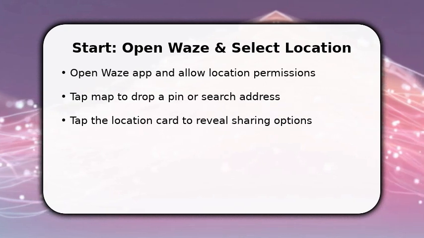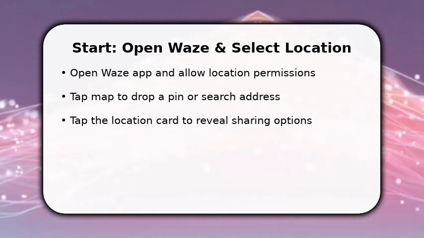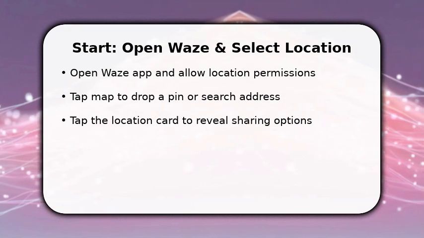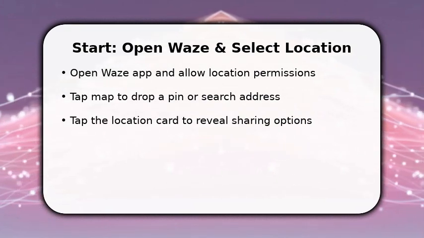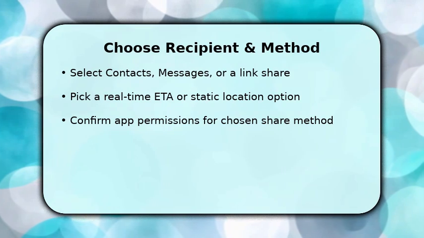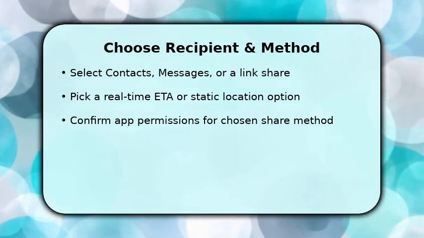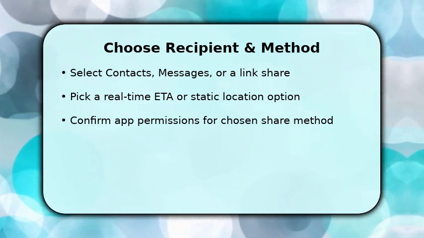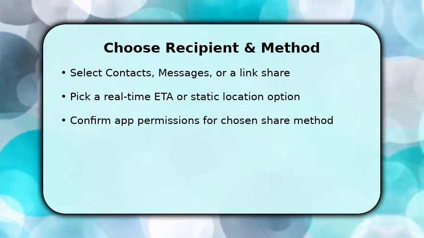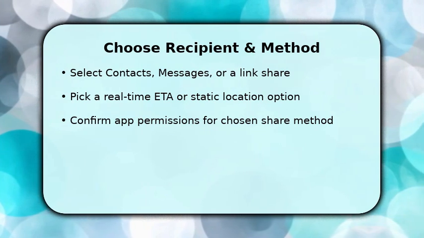Next, look for the Share or Send button. That's the first actionable control that starts the actual sharing workflow. Once you tap Share, choose how to send the location. Pick a contact, a messaging app, or create a link. If you want live arrival info, select the Live ETA or Share Drive option. Otherwise, pick Send Location for a static pin.